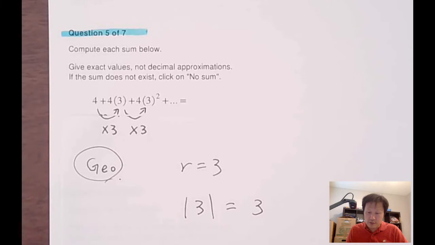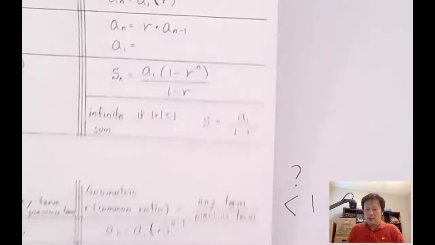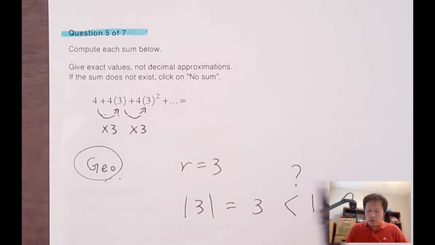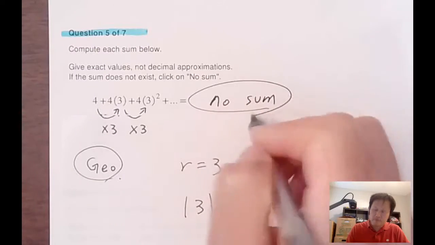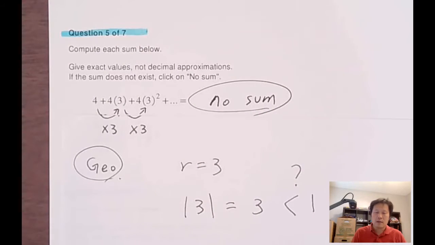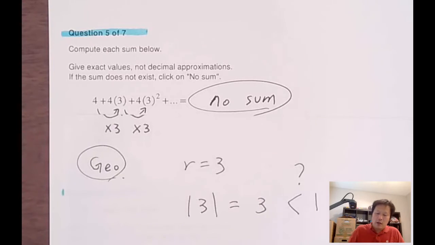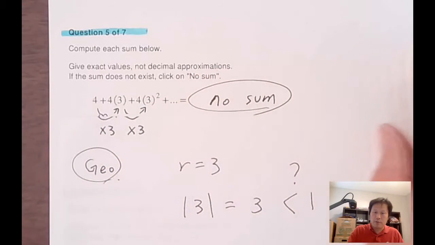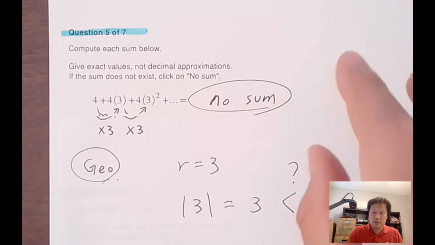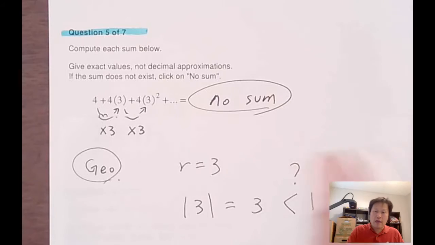So question, is that less than 1? Is 3 less than 1? What does that mean? You cannot apply this formula. Your answer should be no sum. No sum. Done. You cannot get the sum here. Why? The number is getting bigger and bigger and bigger. The number itself is approaching infinity. When you add them, that's going to be more infinity.